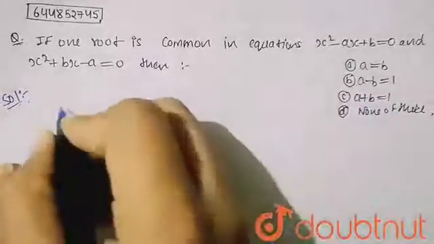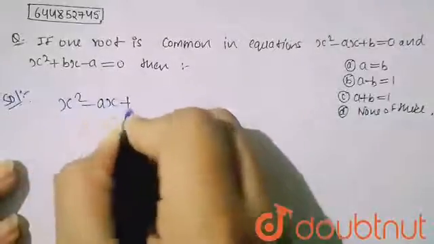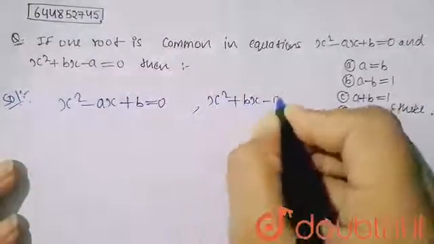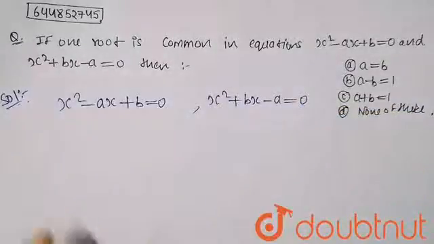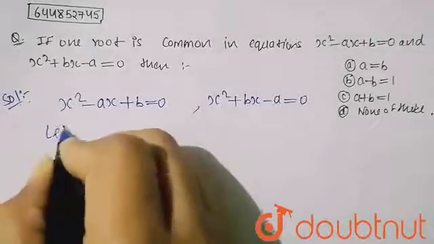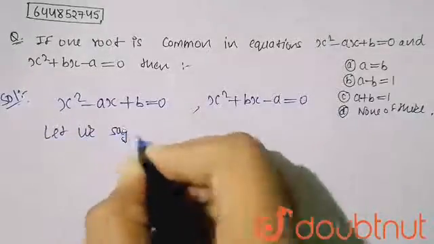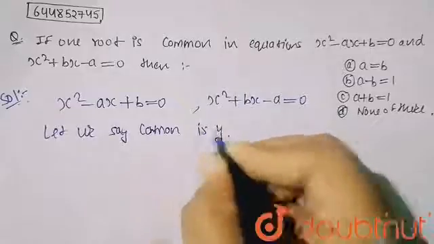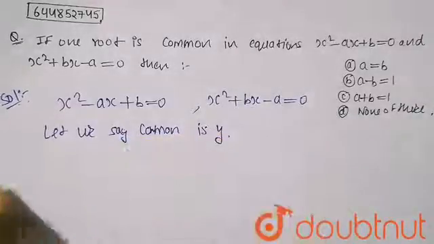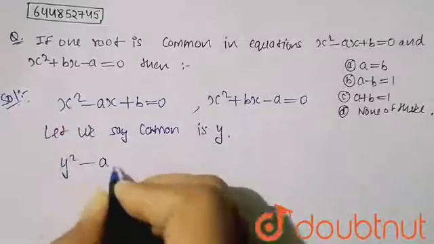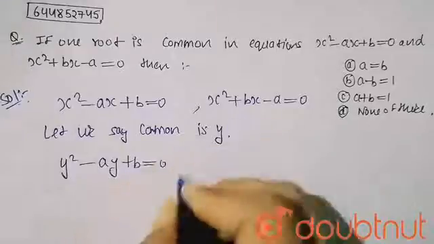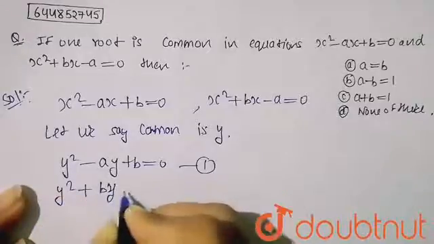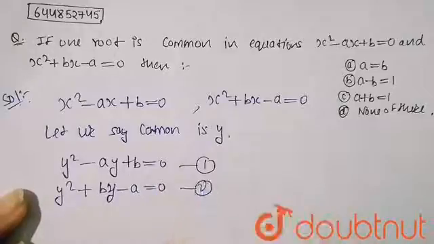Okay, so my first equation is x square minus ax plus b equals to 0, and second equation is x square plus bx minus a equals to 0. Now both the equations have the same root. Okay, so here I can say that let us say the common root is y. So if my common root is y, I can write the first equation as y square minus ay plus b equals to 0, take this as equation 1, and y square plus by minus a equals to 0 is my second equation.